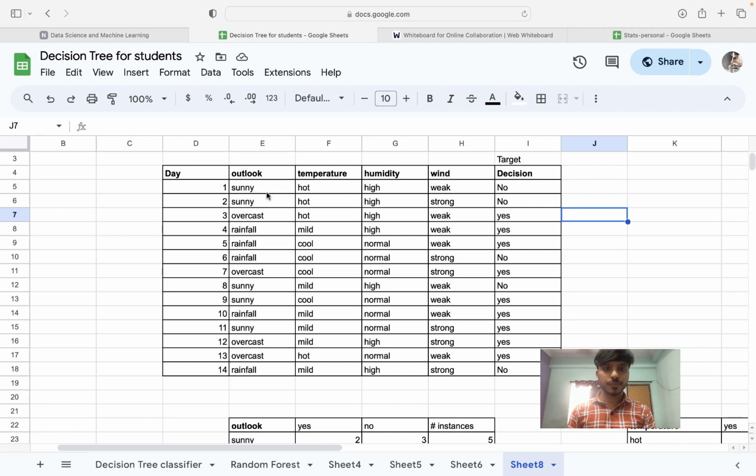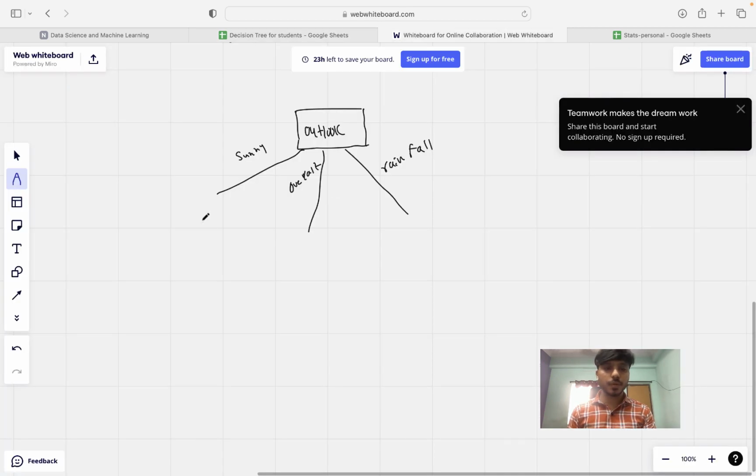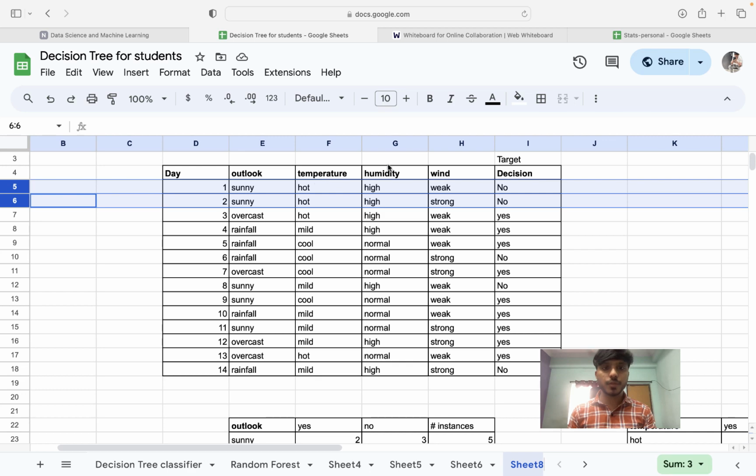So I'll pick only the sunny rows because I want to check which variable should come here, which node should be here. Should it be temperature, should it be humidity, or should it be wind? So I need to decide, right? For that reason, I'll segregate sunny rows, overcast rows, and rainfall rows separately. So let us do that.